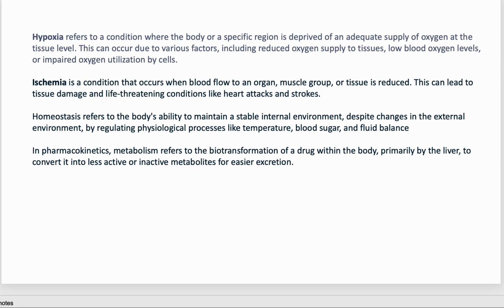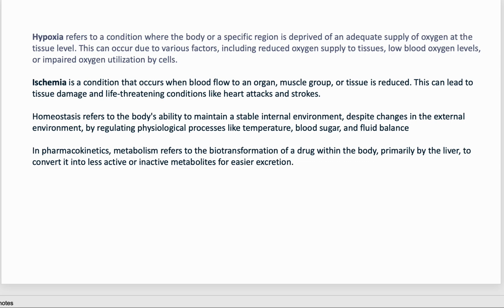Ischemia is a condition where the flow of blood to an organ is reduced. It generally happens in the case of cardiac muscles. A long time of reduced supply of blood to an organ or muscle can lead to tissue damage and life-threatening conditions like heart attack and strokes.